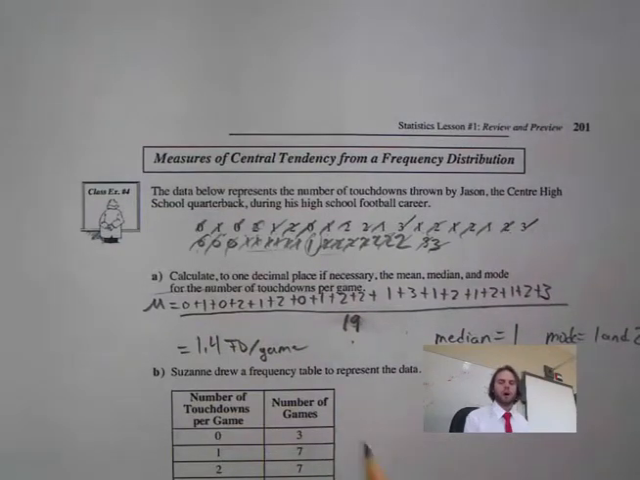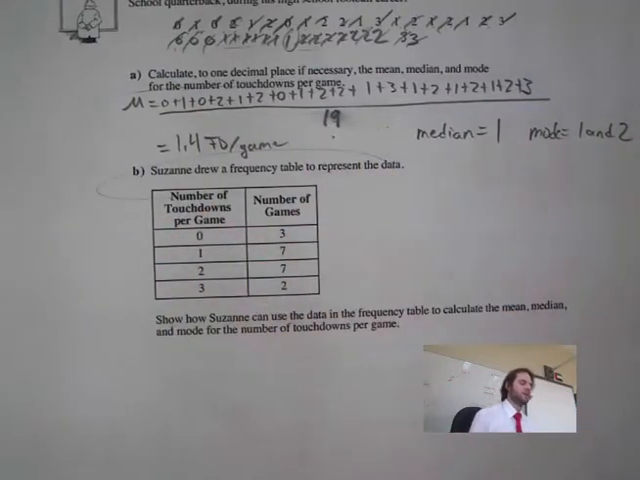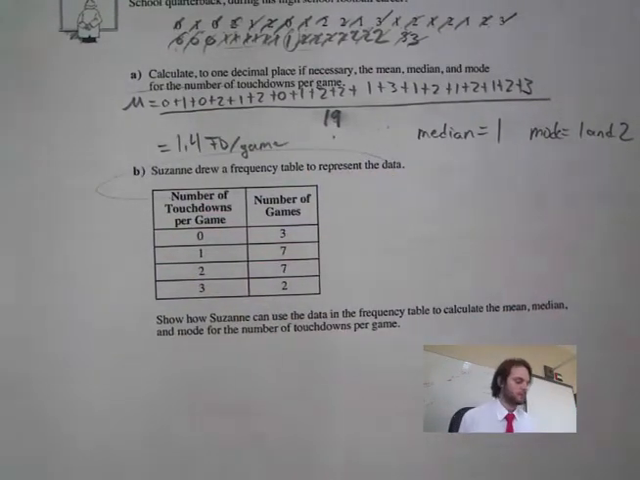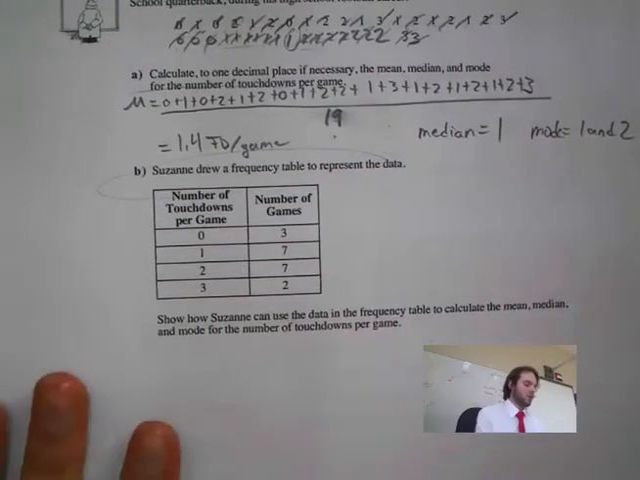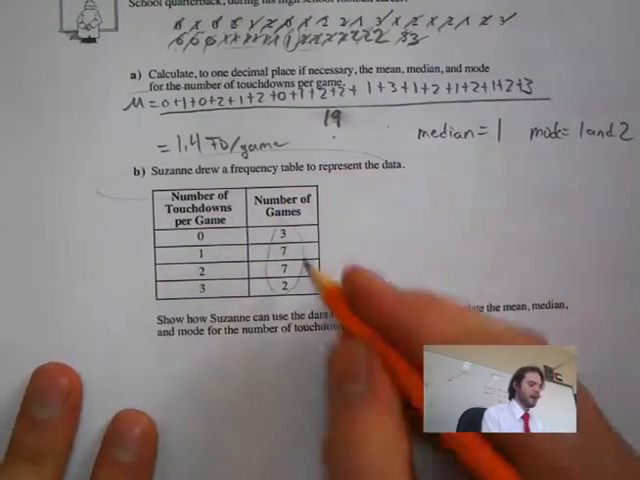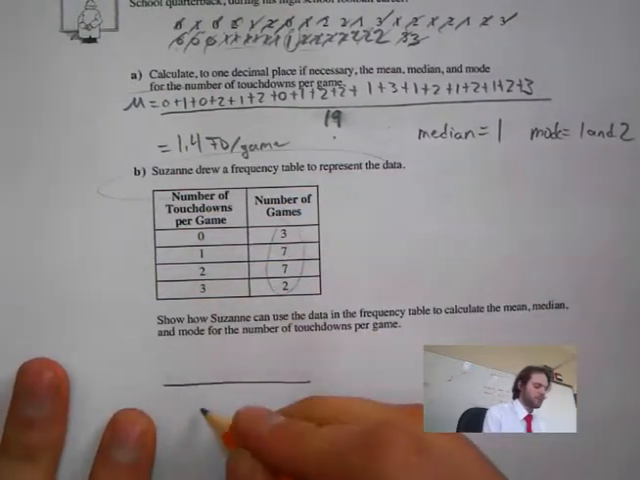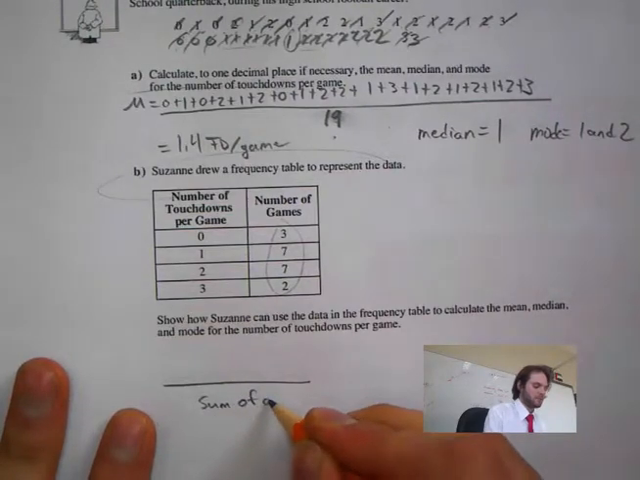Now this takes a while to do it this way. We could have always done it in a frequency table, which is always a lot nicer. Now, let's see, how can the frequency table be used to calculate mean, median, mode? Well, for the mean, we could just add up all these. So we add up the number of games. So this is the sum of games.